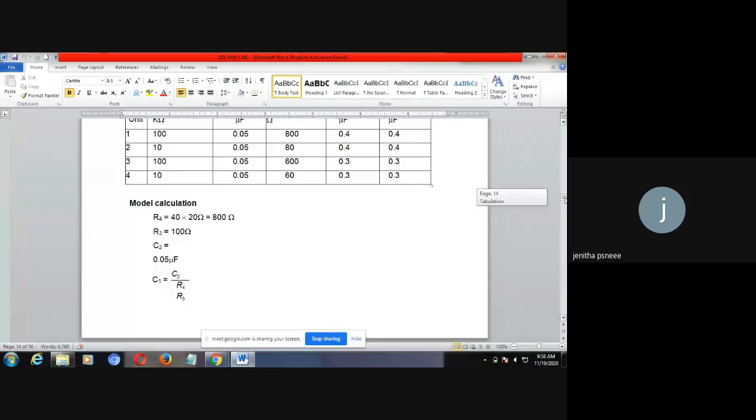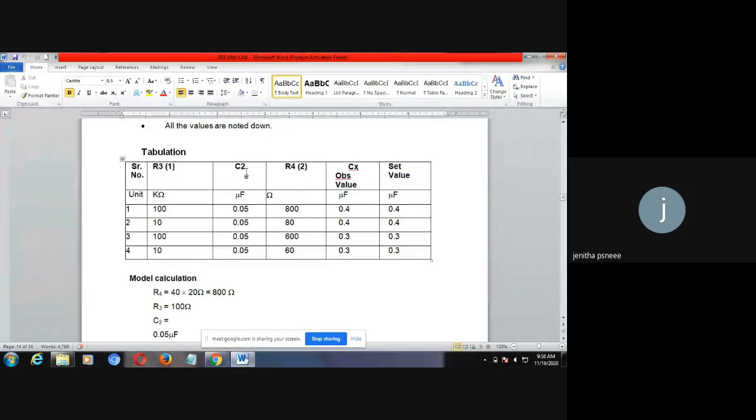See here, C2, R4, R3. I'm putting them in the tabulation. Cx is the unknown value that we are putting in the calculation. The formula is Cx equal to C2 by R4 into R3. If you calculate it, the Cx value is 0.4. Initially I'm keeping the value as 100 kilo ohm, C2 value as 0.05 and R4 value as 800 ohm. If I keep these values, the answer I'm getting is 0.4. This I have to do by manual calculation.